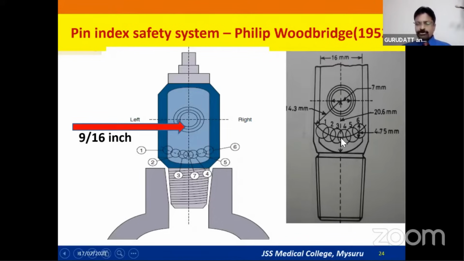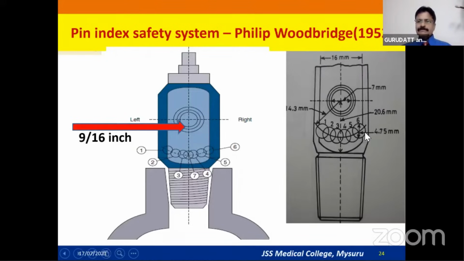So 3 and 4 usually do not overlap on each other. 4 and 5 overlap, and 5 and 6 overlap on each other. Correspondingly, on the yoke assembly there will be pins. The pins on the yoke and the holes on the cylinder valves should align with each other. Only then can you connect a particular cylinder onto that particular side of the yoke. So this is a fantastic safety system that was introduced by Philip Woodbridge in 1952.